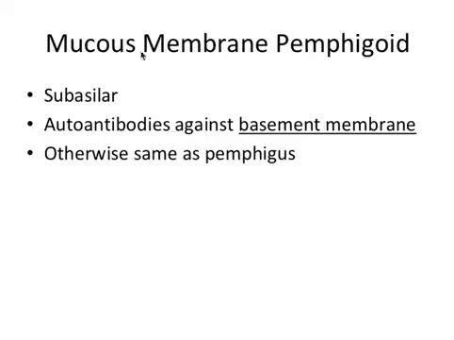And the other is mucous membrane pemphigoid. So sounds similar, pemphigus and pemphigoid, but they're a little bit different in some big ways. So whereas pemphigus was suprabasilar, pemphigoid is subbasilar. And that's because the autoantibodies, instead of attacking desmosomes, are attacking the basement membrane. So otherwise it's the same as pemphigus.